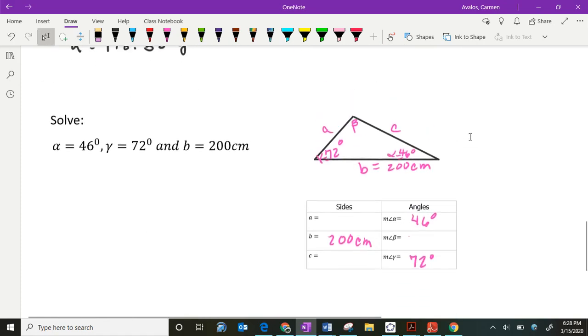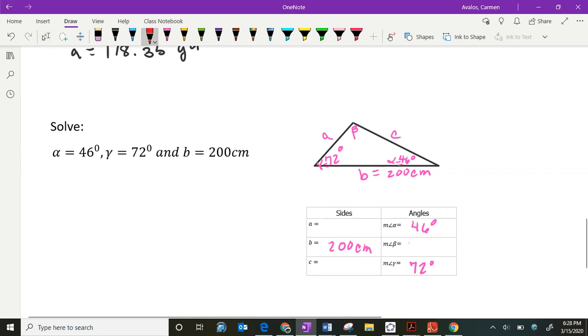So this one here is a little bit different because they're giving us an angle, and then a side, and then an angle. So this one here is angle, side, angle. And since I have angle, side, angle, it's still the law of sines that I am using, and I'm going to do the same thing that I did up there.